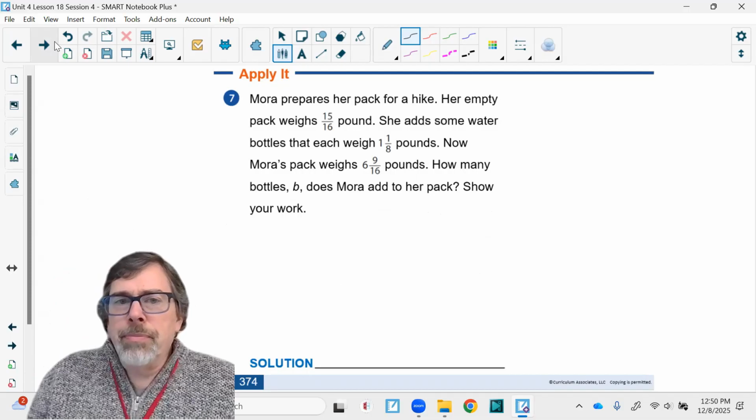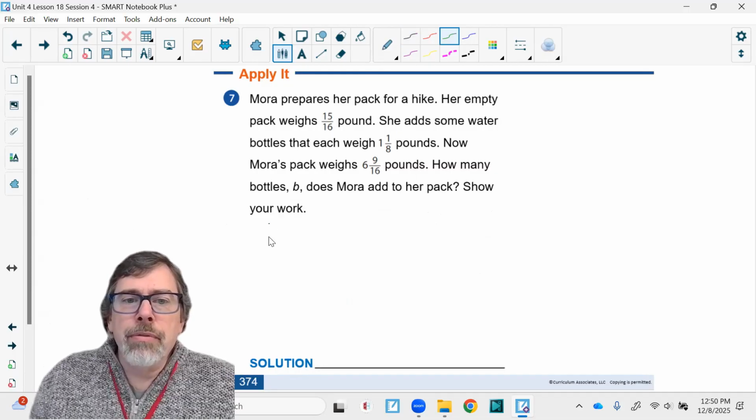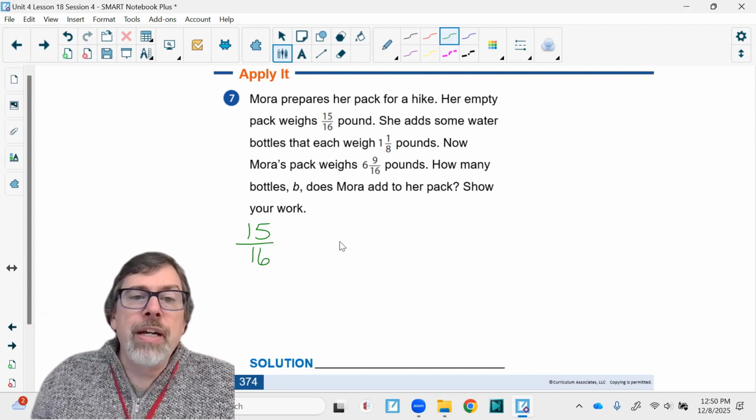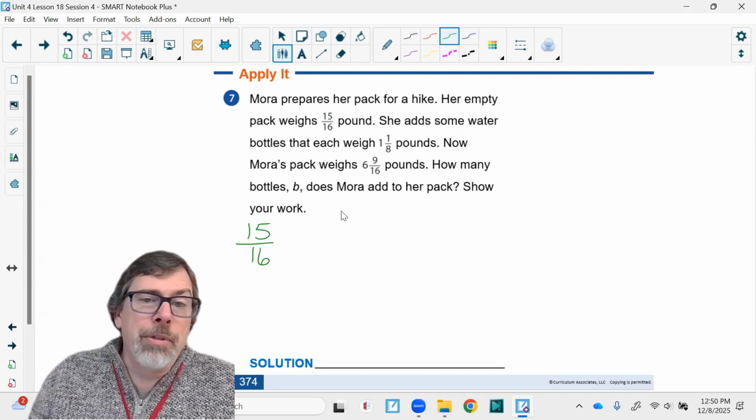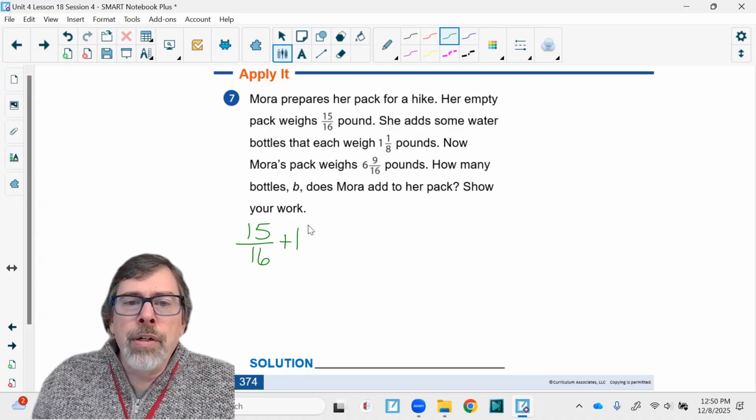All right, number 7. Maura prepares her pack for a hike. Her empty pack weighs 15/16 of a pound. In other words, 15 ounces, because there's 16 ounces in a pound. She adds some water bottles that each weigh 1 1/8 pounds. So plus 1 1/8 W for water bottle. Okay, we don't know how many. It says she adds some water bottles.